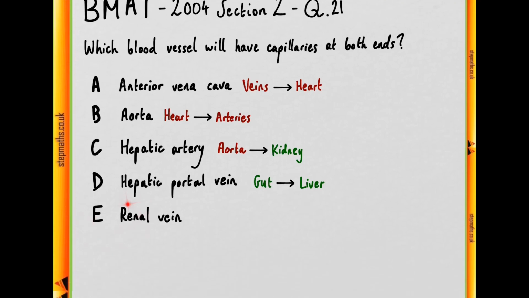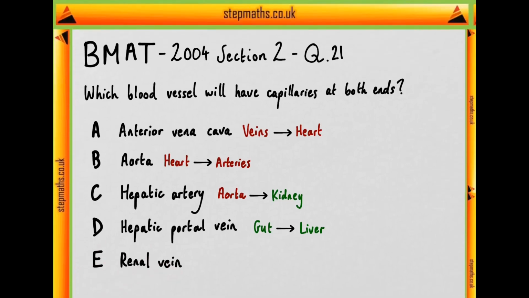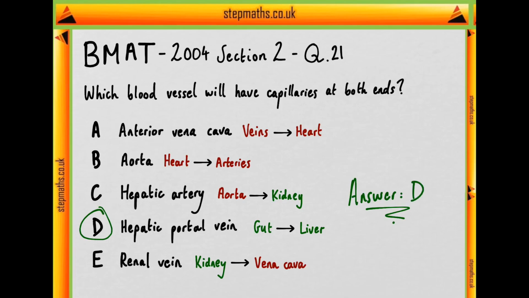Let's just check E, which is the renal vein. Well, much like the hepatic artery, it will be draining the kidney, so it will have some capillary connections, but then it will drain into the anterior vena cava. So our answer is option D, which has organs on both ends, and therefore our answer is option D.